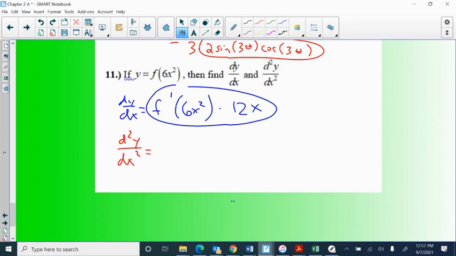Remember, that's not a typo. The notation of the 2 is the second derivative of y with respect to x twice.